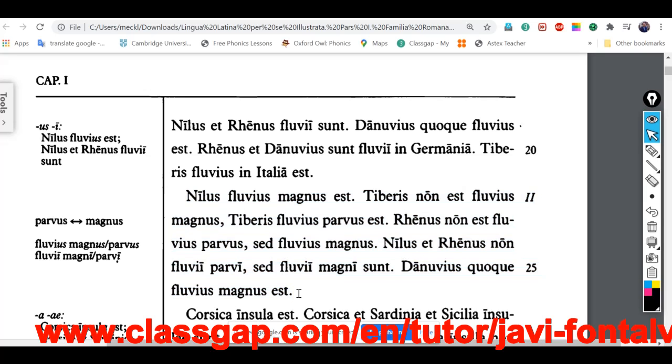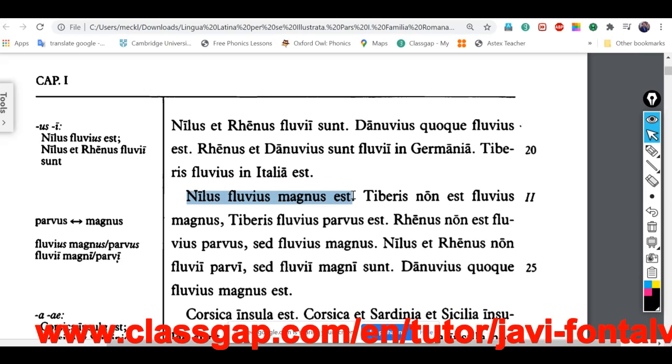Nilus fluvius magnus est. Tiberis non est fluvius magnus, Tiberis fluvius parvus est. Renus non est fluvius parvus, sed fluvius magnus. Nilus et Renus non fluvii parvi, sed fluvii magni sunt. Danubius quoque fluvius magnus est.